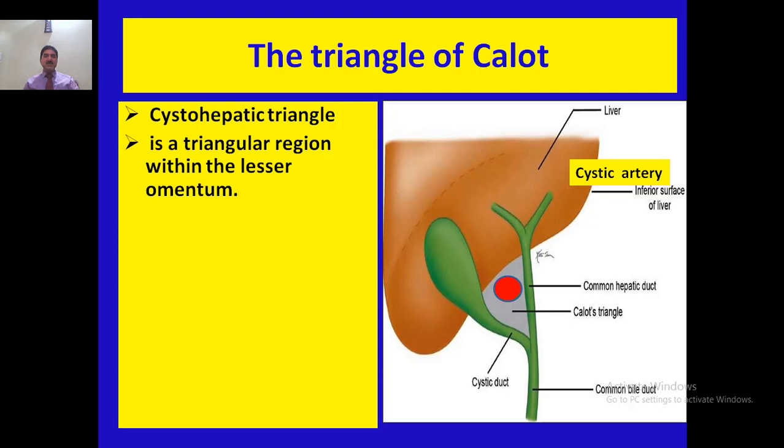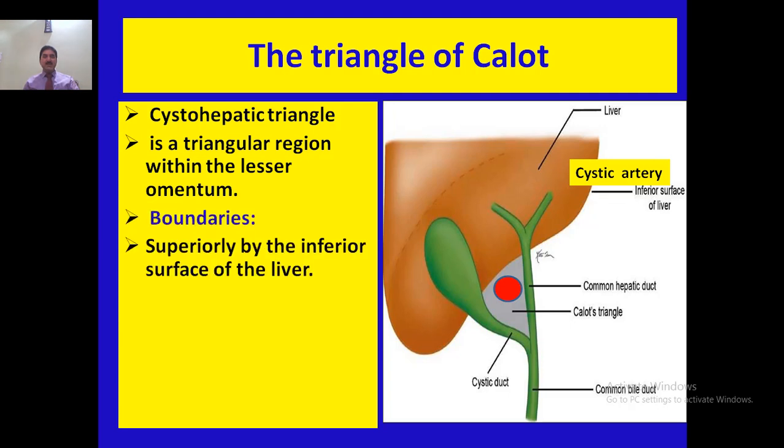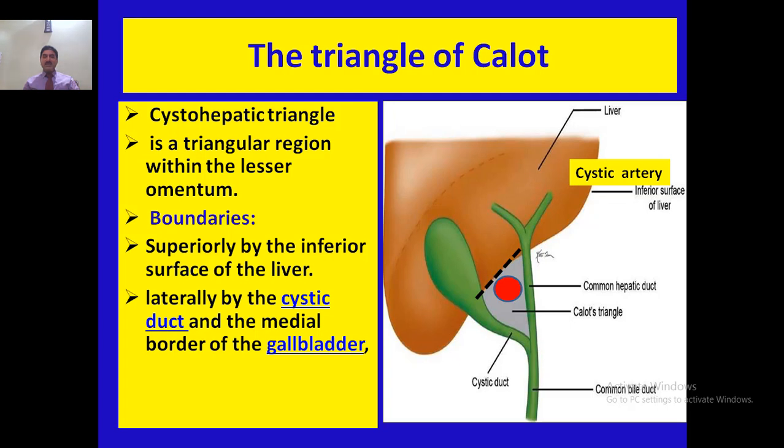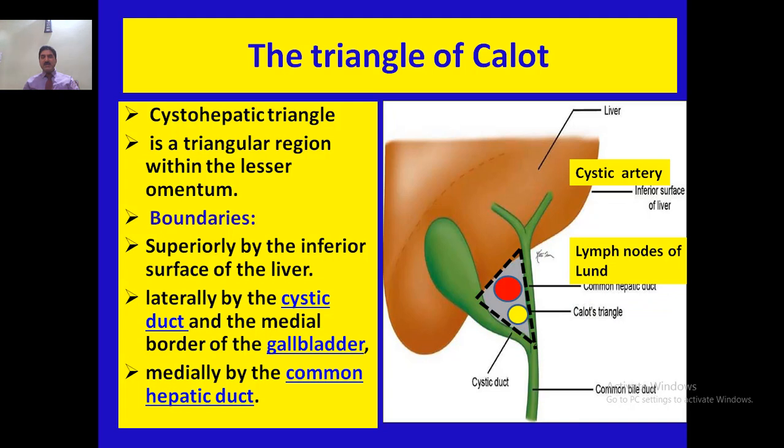It is a triangular region within the lesser omentum. It is bounded superiorly by the inferior surface of the liver, laterally by the cystic duct and the medial border of the gallbladder, medially by the common hepatic duct. The contents of this triangle are the cystic artery and lymph nodes called lymph nodes of Lund.